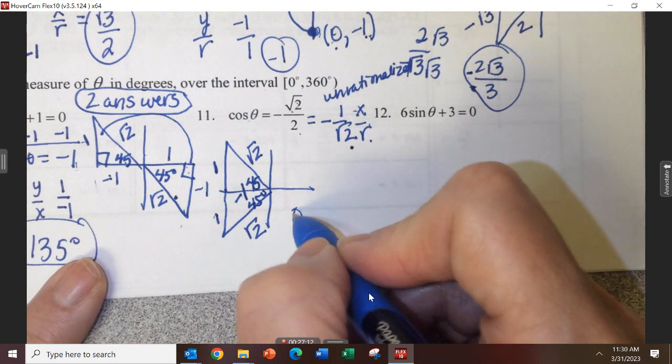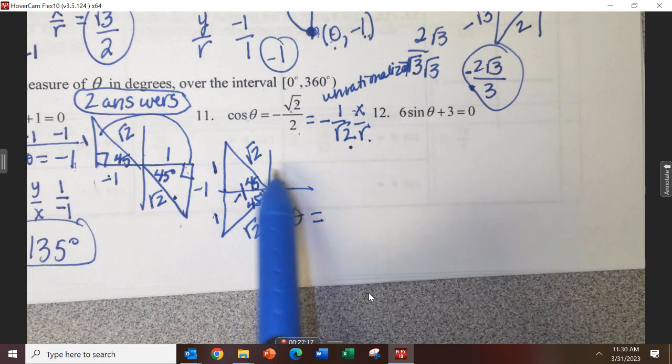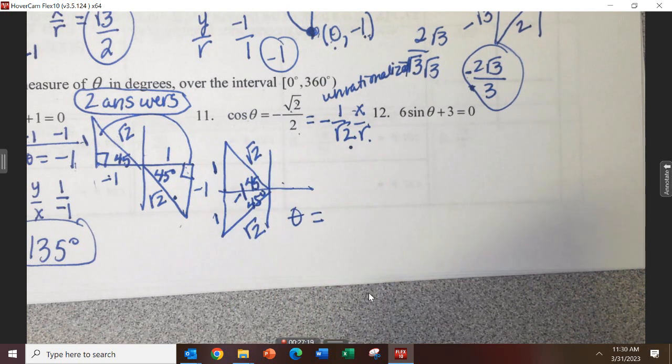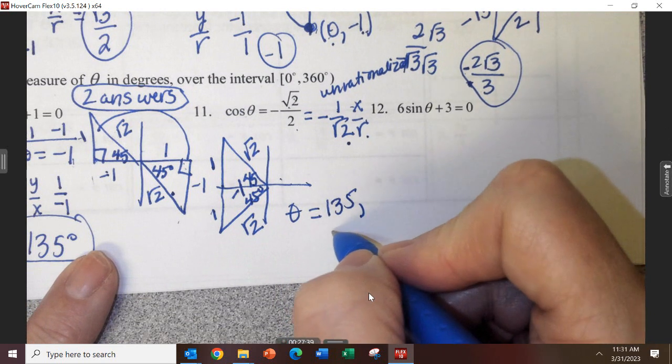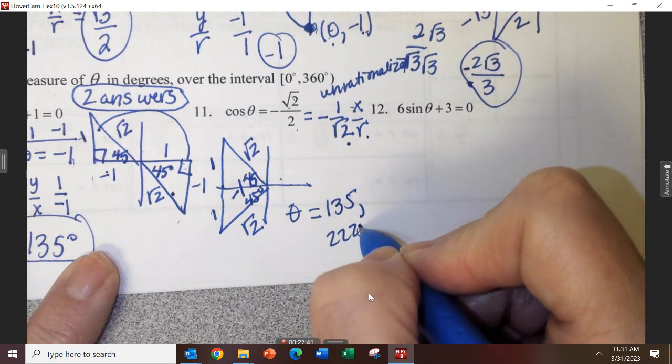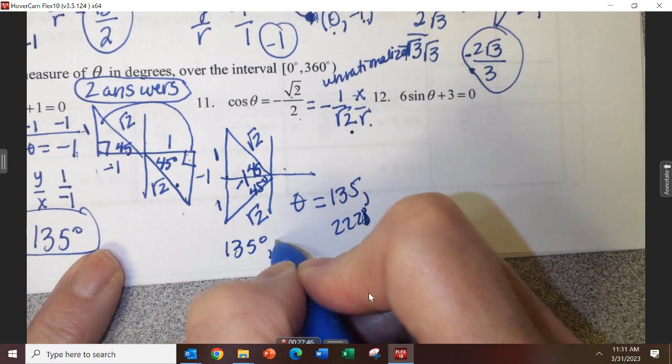Give everybody just a minute to think about it, but I want to know, what would theta be? If we start here and go to there, start here and go to there, what's theta going to be? What do you guys think? 135, good Caroline, and what else? 225, awesome. Yeah, it's ugly. 135, 225.